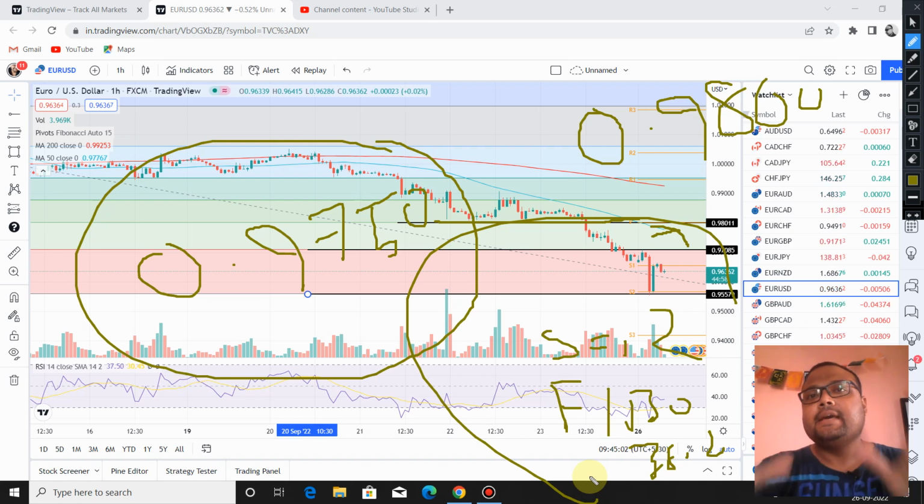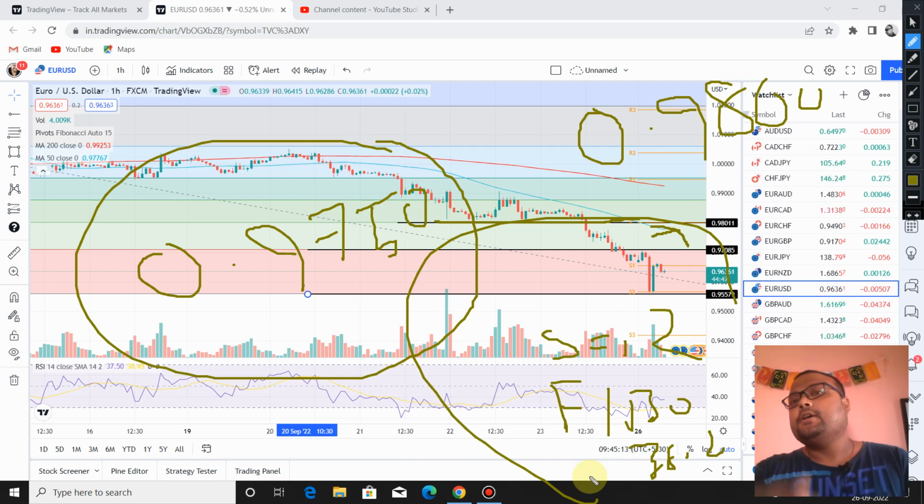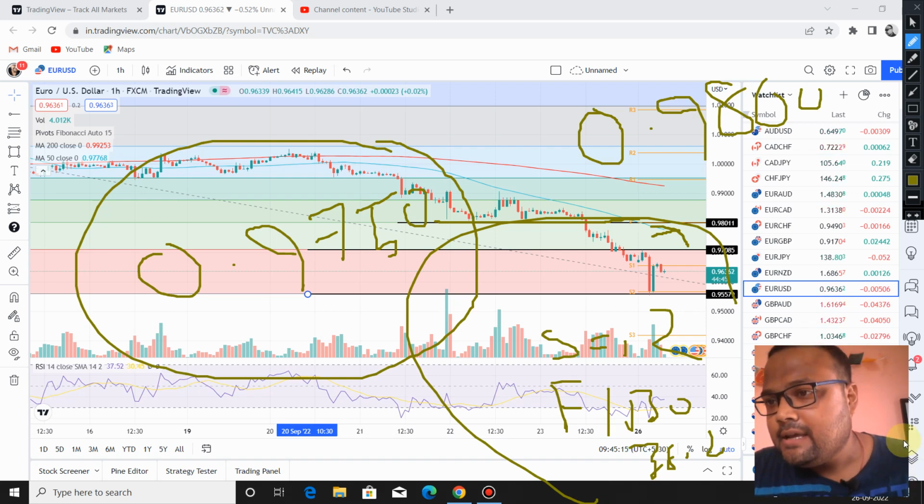Anyways, if the market goes up, these are the three opportunities in front of you where you can take a sell position, but as a trader you have to observe at every level. Okay, so on the other hand, let's discuss if the market goes down.